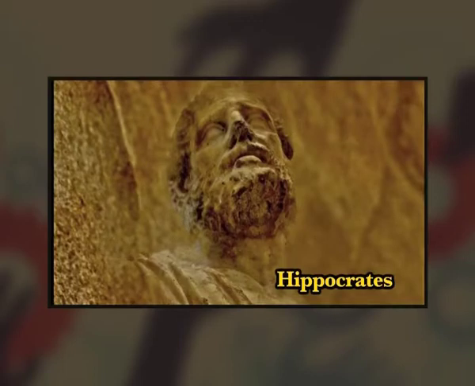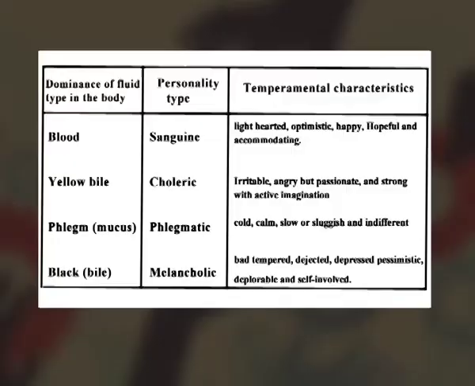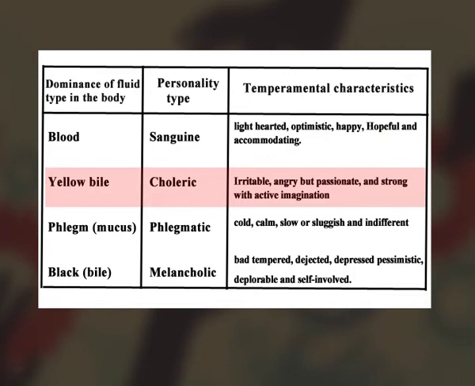Hippocrates theorized that the human body consists of 4 fluids. The personality of an individual is typed by the dominance of one of them in the body. Dominance of a fluid like blood gives birth to a personality type called sanguine. These people used to be light-hearted, optimistic, happy, hopeful and accommodating. The people with yellow bile are choleric: irritable, angry, but passionate and strong with active imagination.